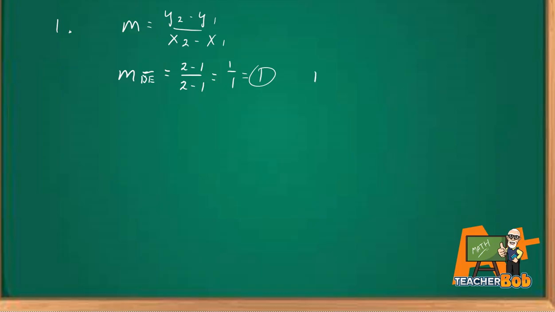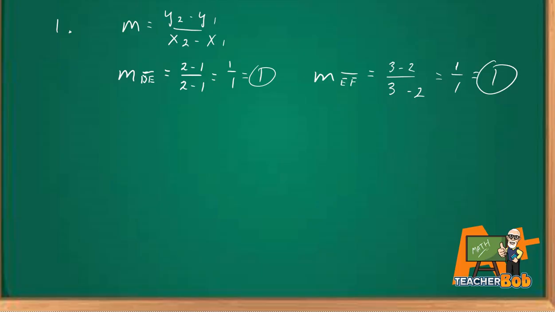Let's try EF. So the slope of line segment EF is equal to y2 minus y1 over x2 minus x1. Plug in the y's and the x's. We get 3 minus 2 over 3 minus 2. We're getting the same slope here. We get 1 over 1, which is equal to 1. Again, we've got a slope of 1.